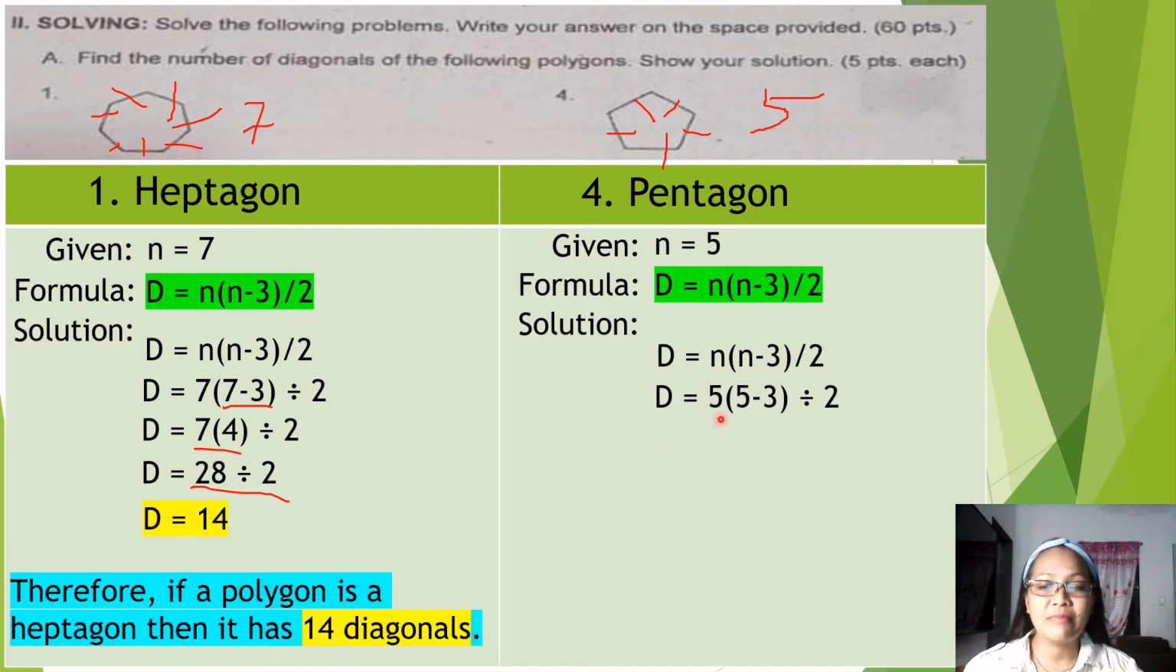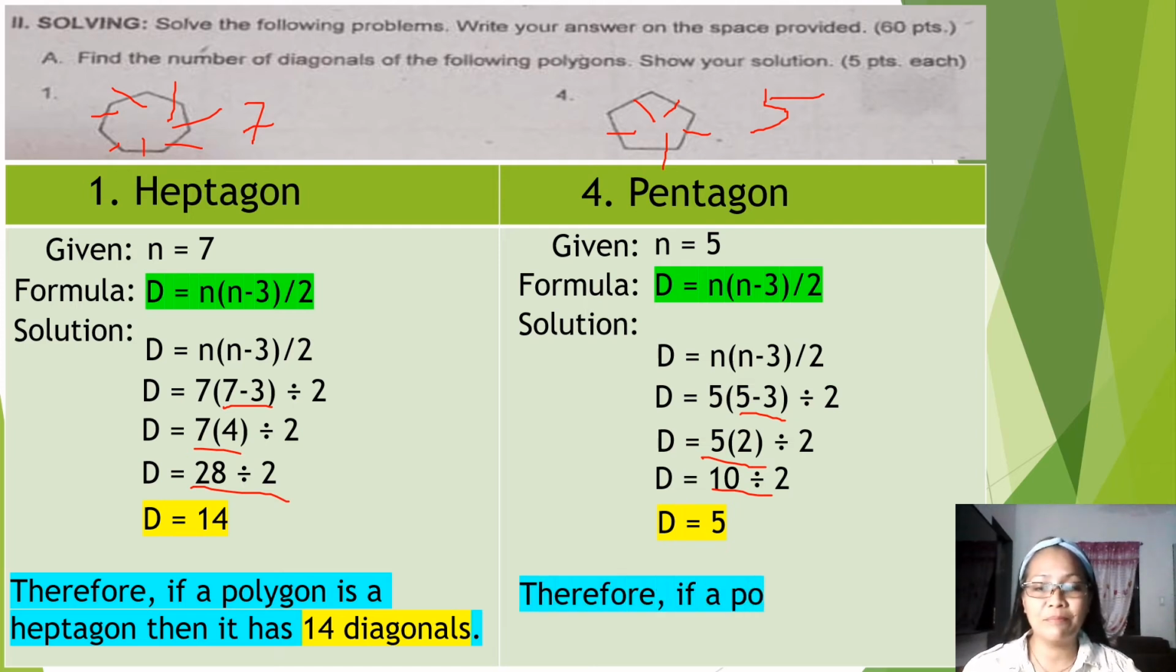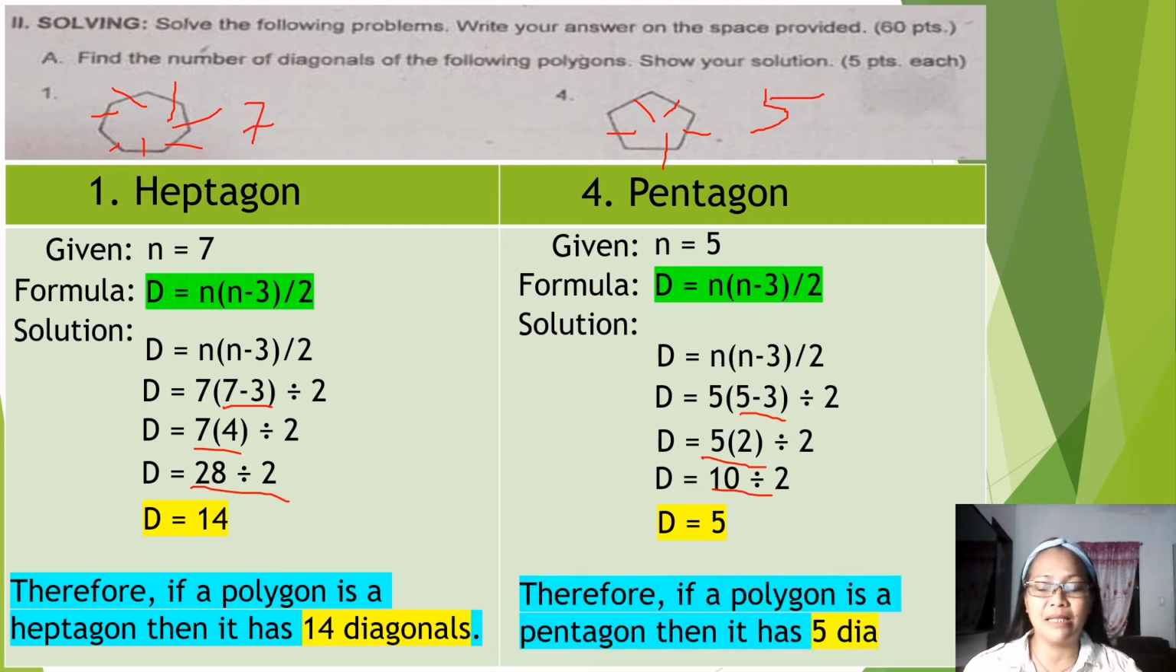Therefore, we have d is equal to, our n is 5, so we have 5 times (5 minus 3) divided by 2. Then perform the operation inside the parentheses. Therefore, we have d is equal to 5 times (5 minus 3 is 2) divided by 2. Then 5 times 2, we have 10 divided by 2. And 10 divided by 2 is equal to 5. Therefore, if a polygon is a pentagon, then it has 5 diagonals.